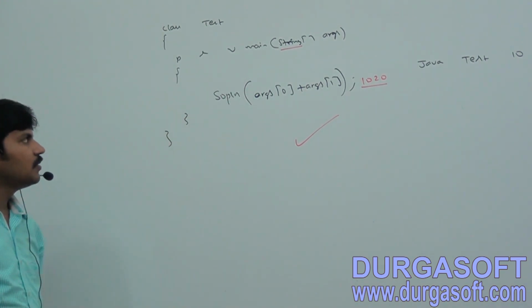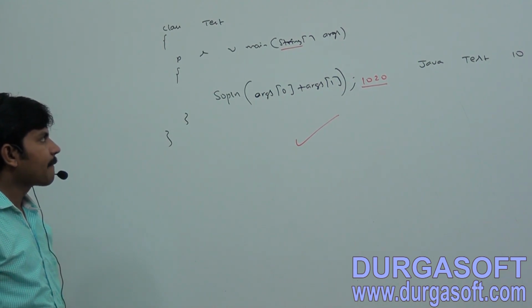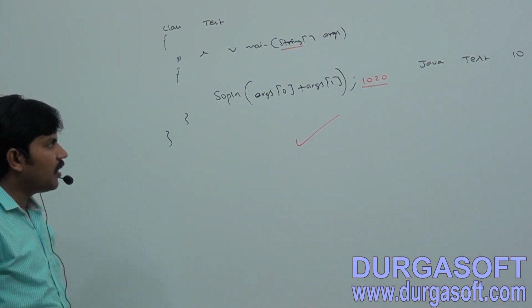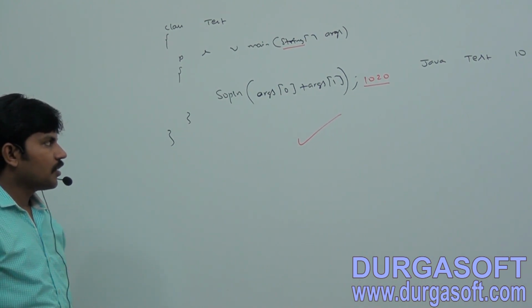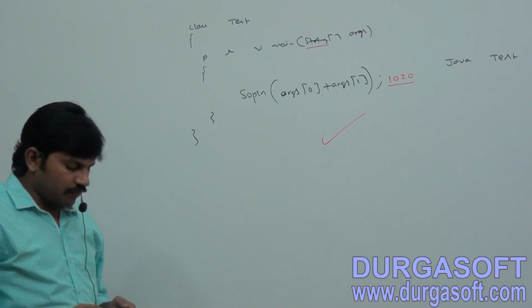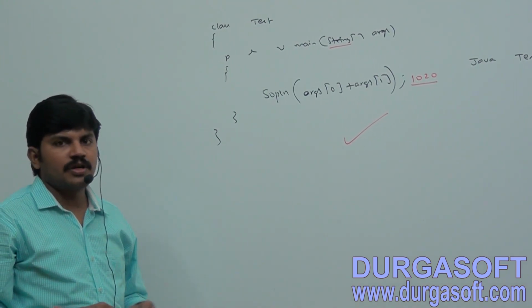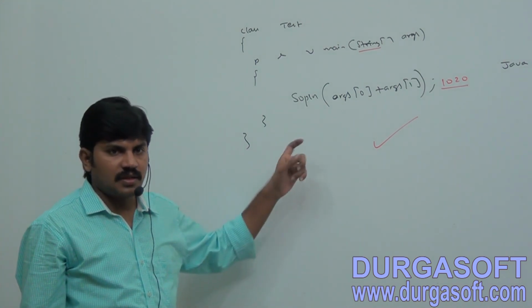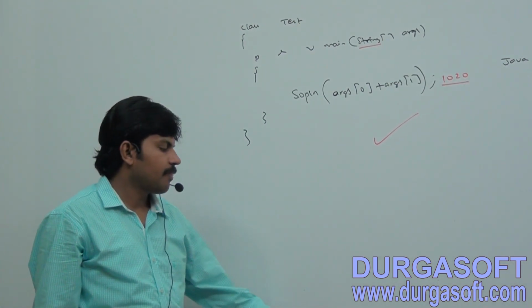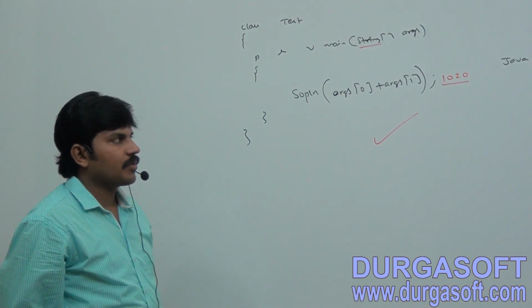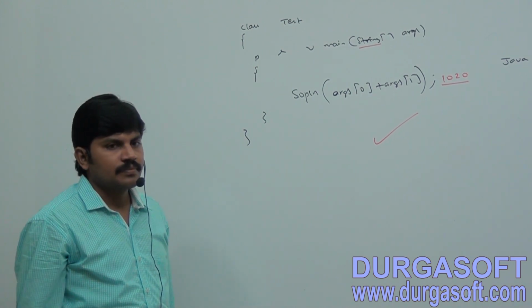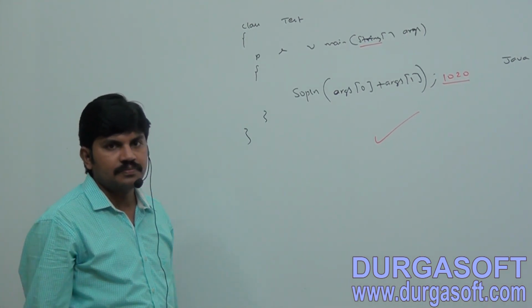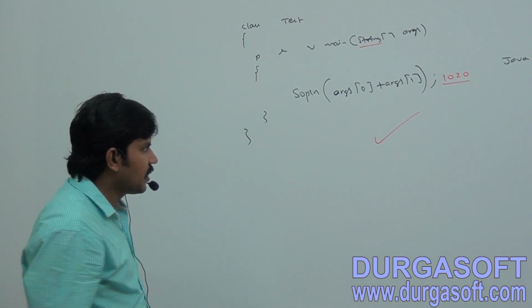Okay, take this example. Class test, public static void main string array args, SOP of args of 0 plus args of 1. The answer we are going to get is 10 20, like this. Is it clear for all of you, right? Java test 10 20, so for that the output we are going to get is 10 20. Okay, this is case 3.